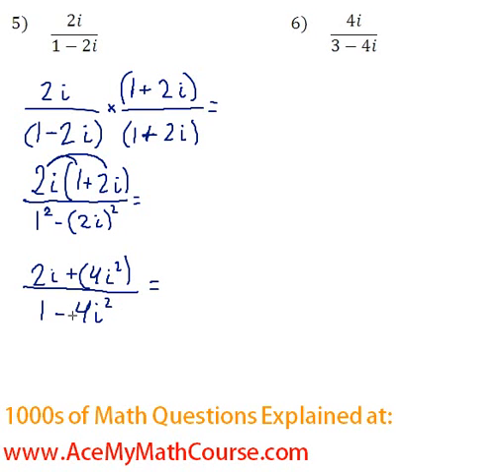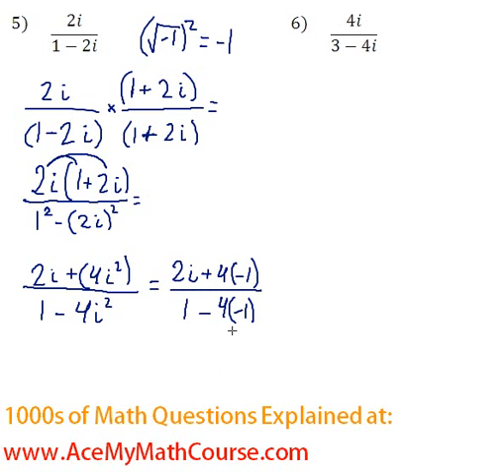Okay, so let's simplify this. Up top we have 2i. Now we have the 4, and i squared is just negative 1, right? Because i is just the root of negative 1, so the square of it is just negative 1. All over 1 minus 4 times negative 1, because i squared is negative 1 again.